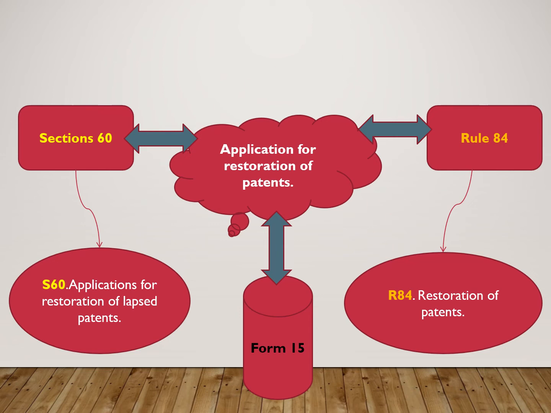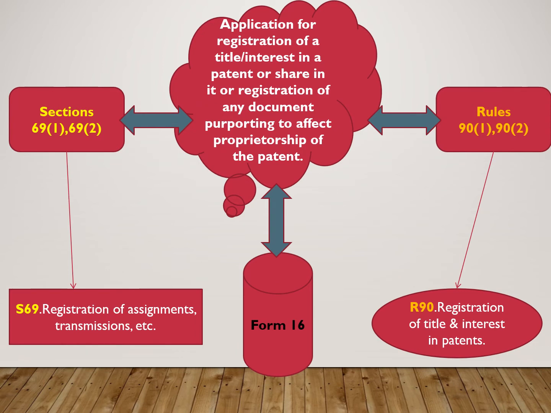Let us proceed to the next form. Form number 16. Here again the title is a little bit lengthier. So what is the title? Title of Form 16 is Application for Registration of a Title or Interest in a Patent or Share in it, or registration of any document purporting to affect proprietorship of the patent. Lengthy one. Fine. And the related sections are 69 subsection 1, 69 subsection 2. And the rules are Rule 90 subrule 1, Rule 90 subrule 2.